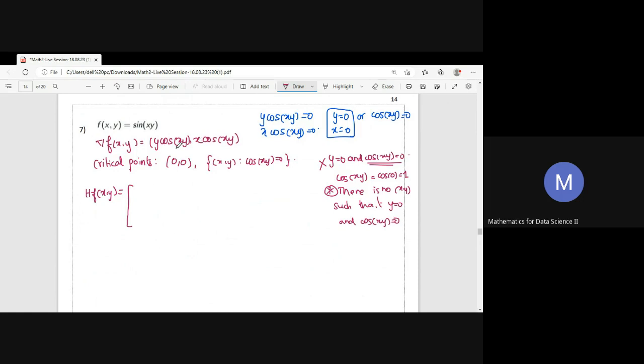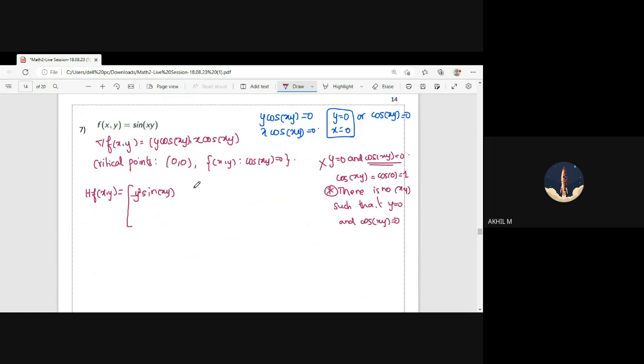The derivative of this with respect to x: y square cos x square, y square, minus y square sin xy. Okay. And what about the derivative of this with respect to x?